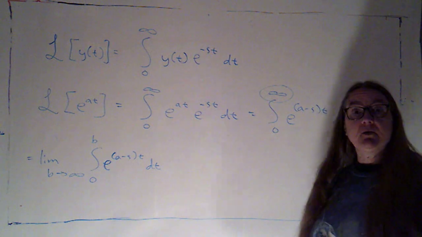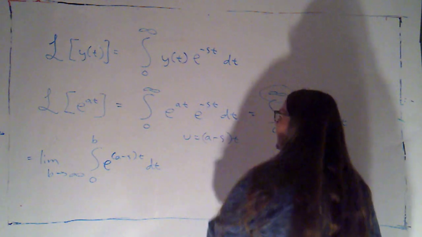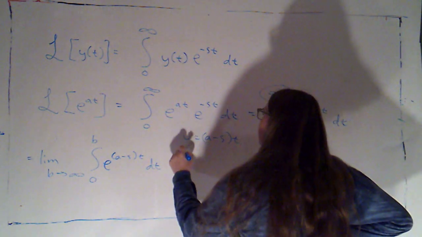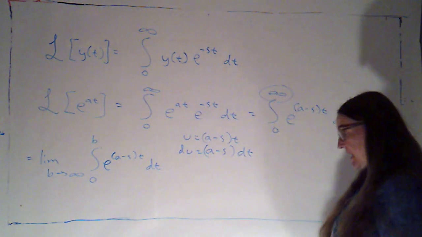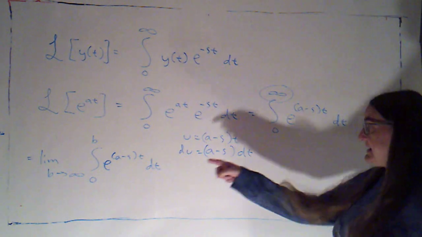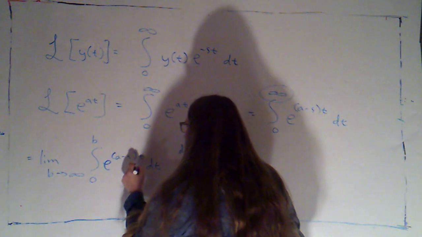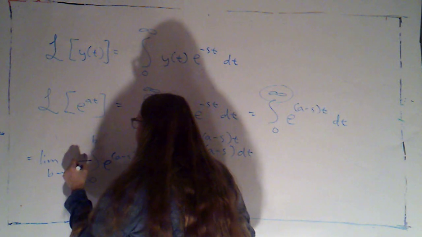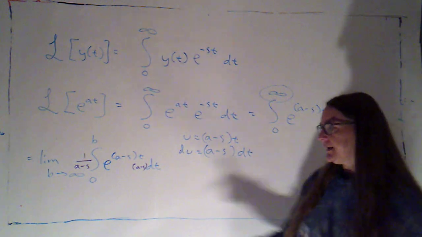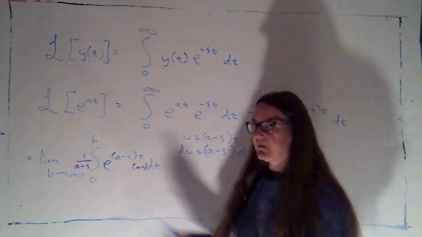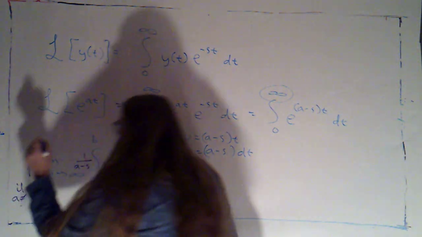Okay, I'm going to do a u sub. So I'm going to let u equal (a minus s) times t. That means du would just be (a minus s) dt. So if this is going to work, I'm going to need to have an a minus s. I can introduce one as long as I counterbalance with the reciprocal on the outside. Now, that's only legal if I haven't just divided by 0. So this is okay if a does not equal s.